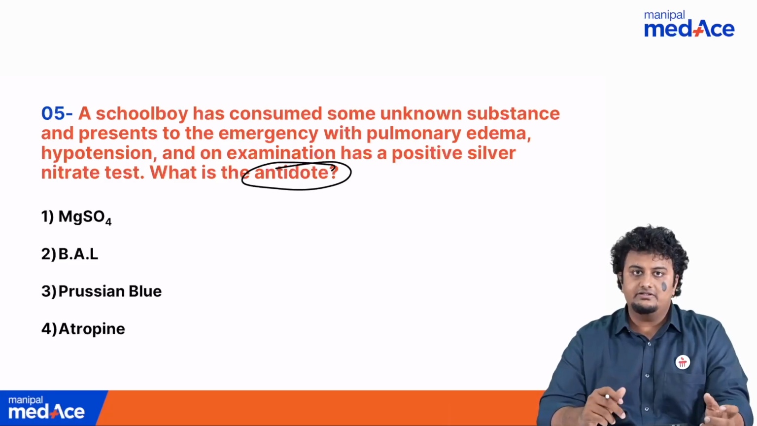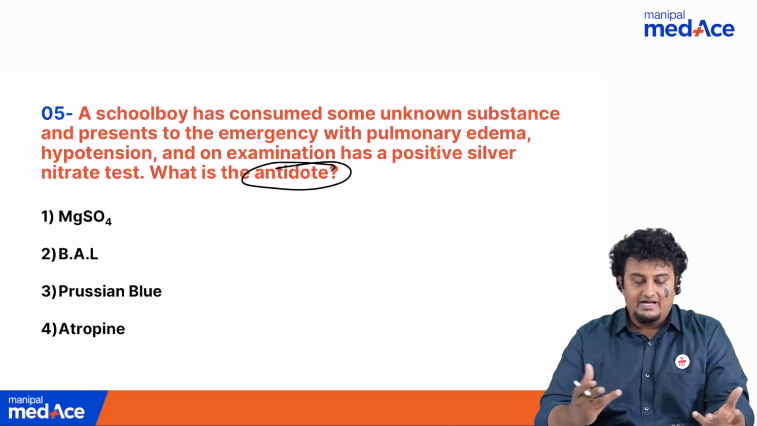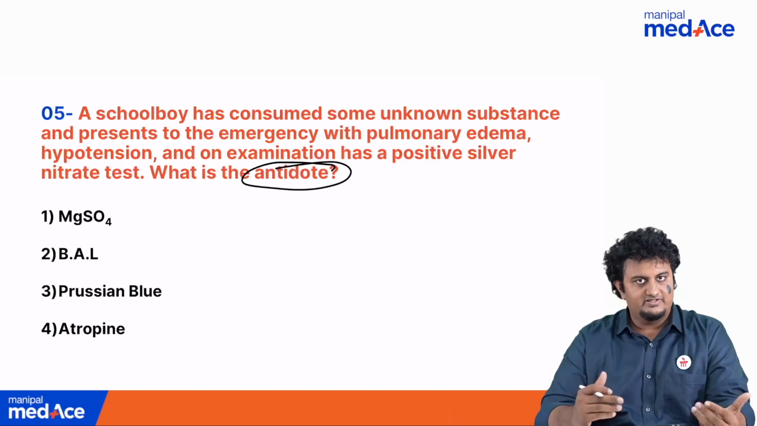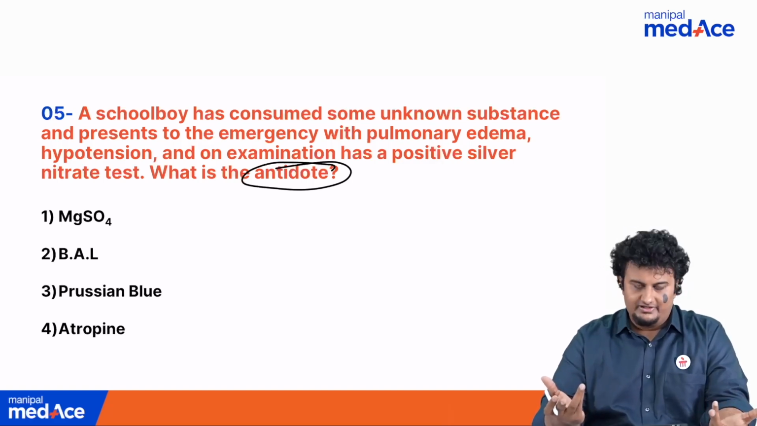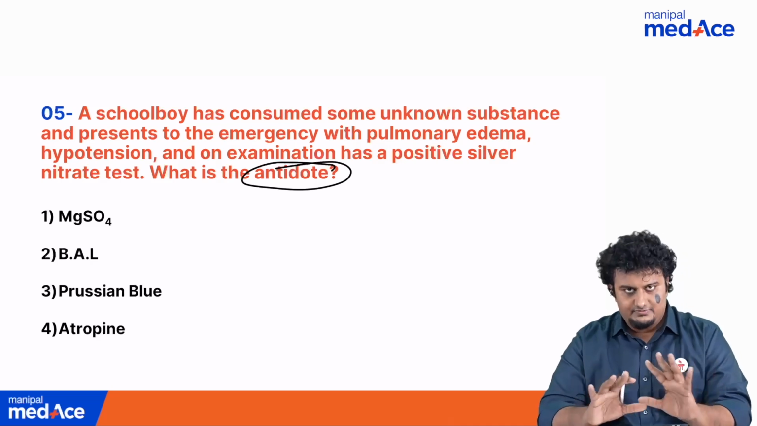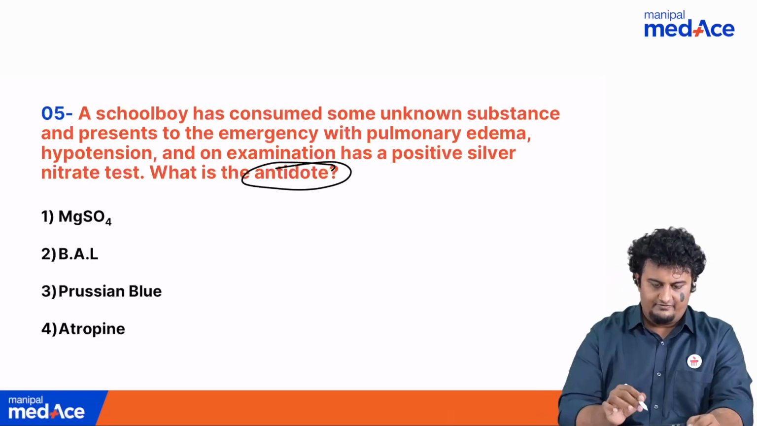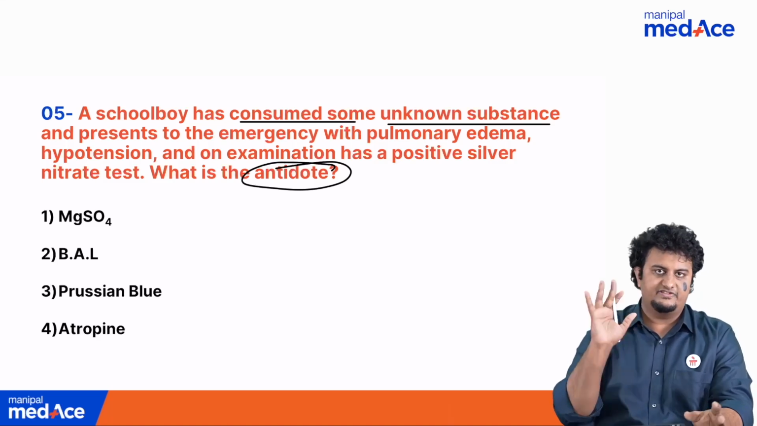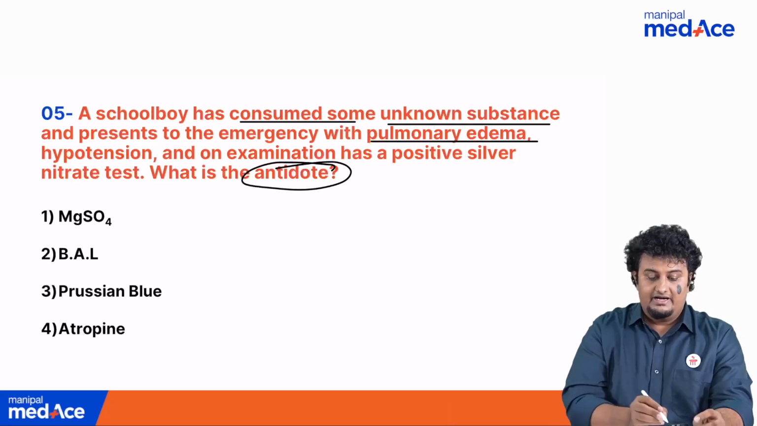You can say what is the best option for treatment amongst the given options, right? That you can have said. Antidote is not the right word to use here, because it doesn't counteract it in any measure, whether symptomatically, physiologically, physically. It's not doing that. So what is the scenario that is being formed over here? Note a few significant findings. First thing, unknown substance has been consumed. We know it's an ingested poison. Next, presents to emergency with pulmonary edema and hypotension.